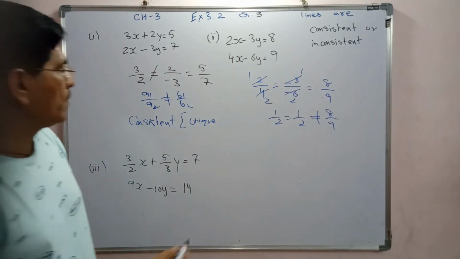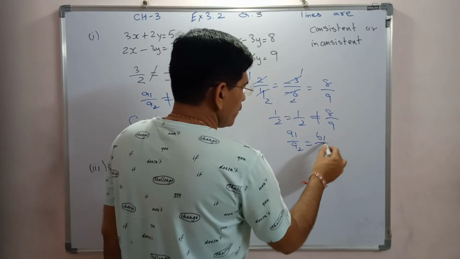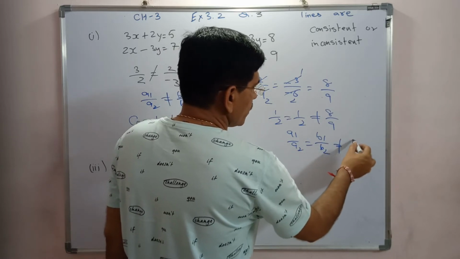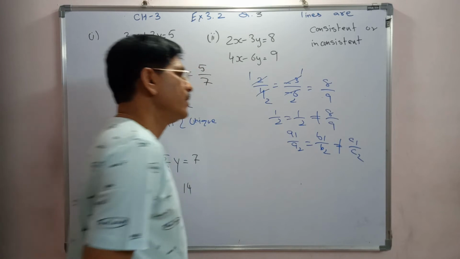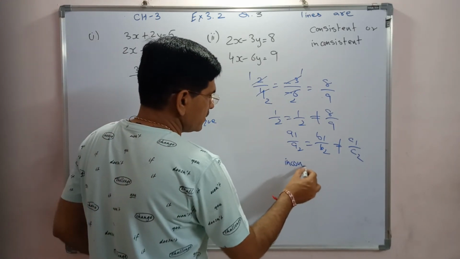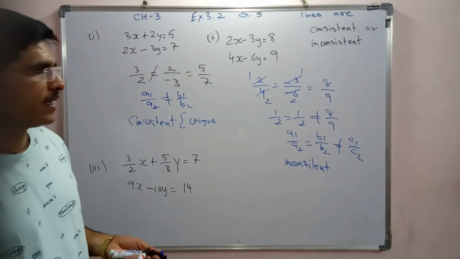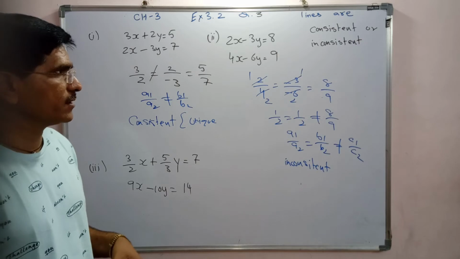That is, a1 upon a2 is equal to b1 upon b2, not equal to c1 upon c2. It is called inconsistent. We can say it is inconsistent, or we can say no solution.